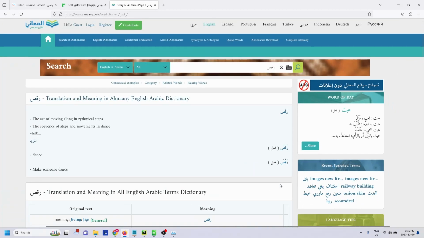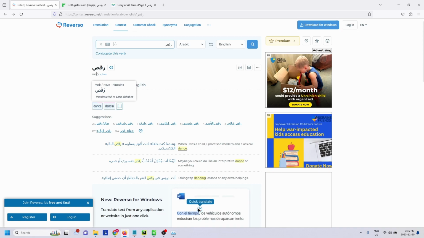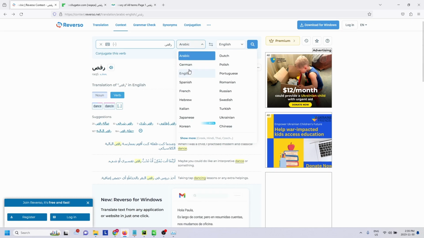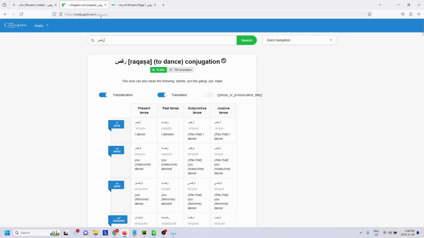So you have a total of 3 websites I use. By far the easiest one to use is Reverso Context. The issue there is you won't necessarily get the right transliteration. Reverso Context works for a lot of languages, and it doesn't do this particular language quite as well as it might do, say, French. But if you're looking for a verb, you can also go ahead and look up Cooljugator.